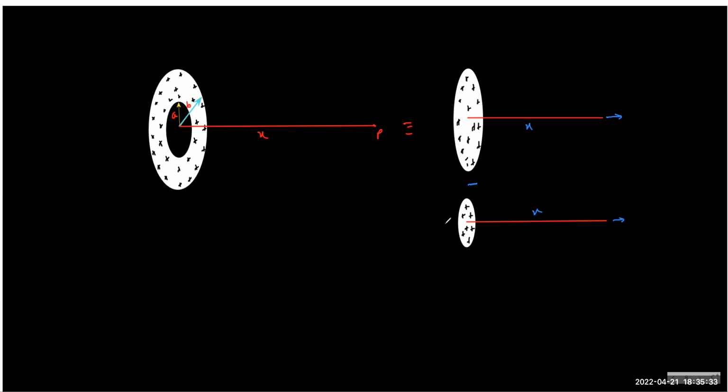I'm getting sigma x by 2 epsilon naught into 1 by under root x square plus a square minus 1 by under root x square plus b square. Correct. So E will be sigma x by 2 epsilon naught, and then you will write as 1 upon x square plus a square minus b square, right? This is what you are getting. Yes. Very good.